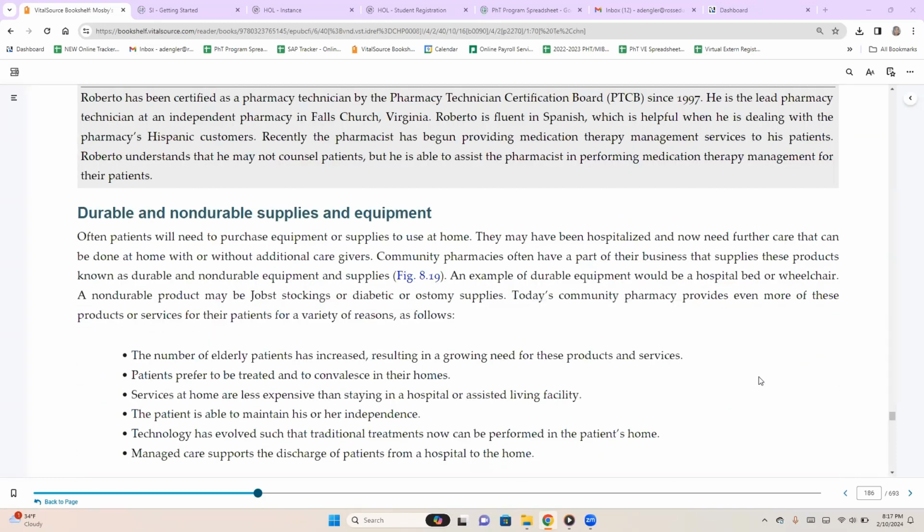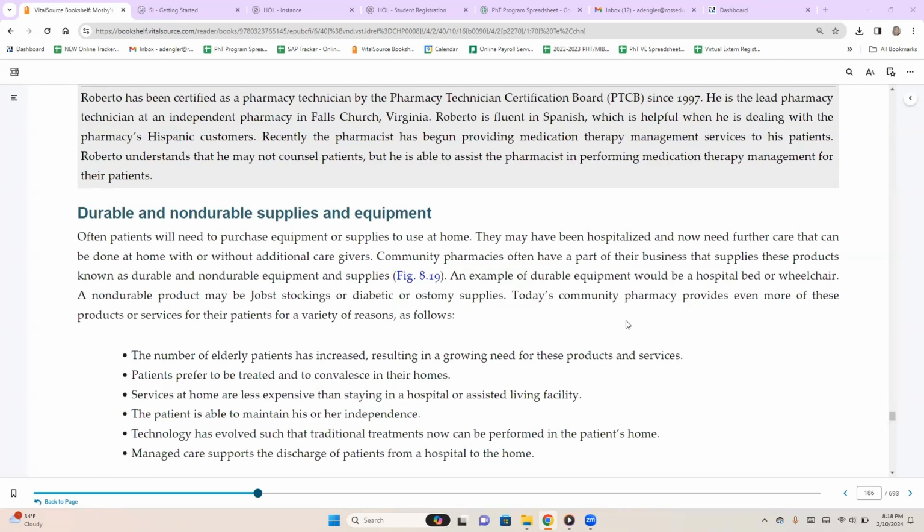Often patients will need to purchase equipment or supplies to use at home. They may have been hospitalized and now need further care that can be done at home, with or without additional caregivers. Some community pharmacies have a part of their business that supplies these products, known as durable and non-durable equipment and supplies. Usually this is not your chains like Walgreens or CVS, but more of the local community pharmacies, which will have a side for medical equipment and a side for the pharmacy.